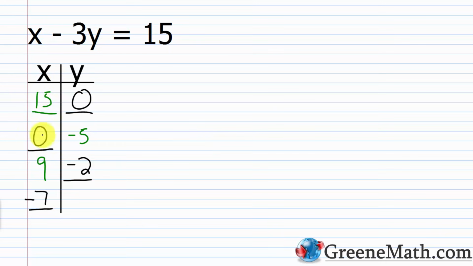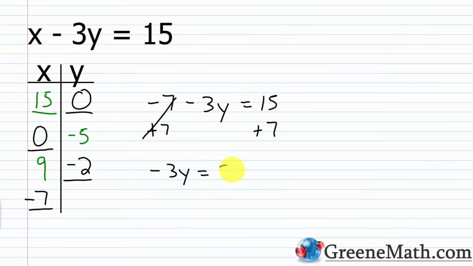We're given an x value of negative 7. So I'd plug a negative 7 in for x. So then minus 3y equals 15. Want y by itself, so I'm going to add 7 to each side of the equation. That's gone. I'll have negative 3y is equal to 22.